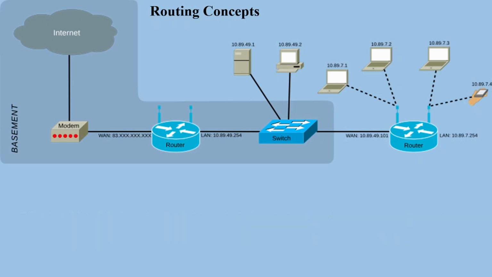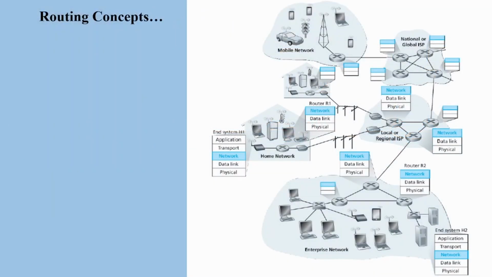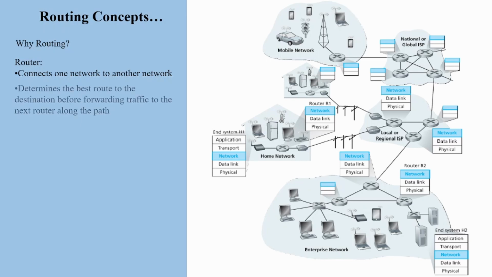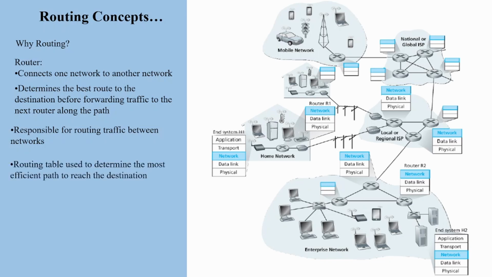Why is routing important in networks? The first thing is the router connects one network to another network, and determines the best route to the destination before forwarding traffic to the next router along the path. And the third one is it's responsible for routing traffic between networks. And the routing table is used to determine the most efficient path to reach the destination.